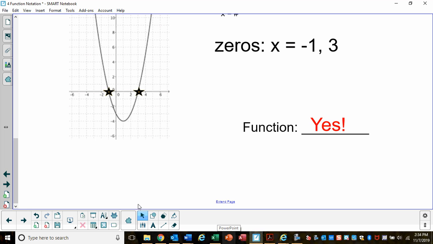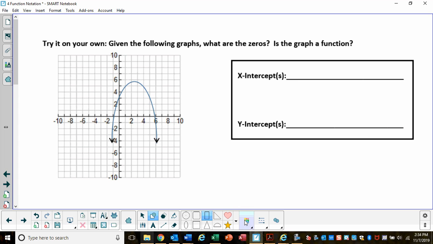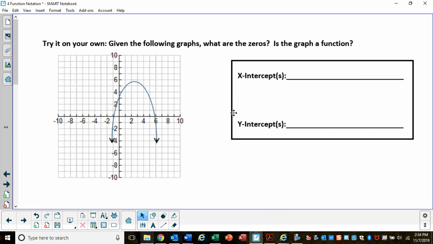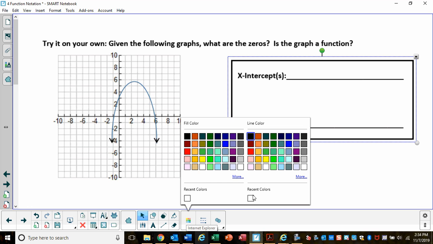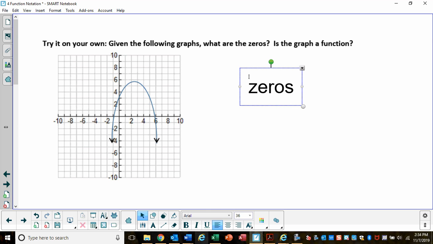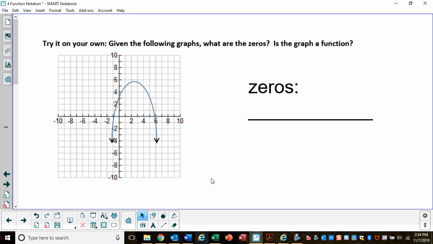Okay? So last little bit, you guys are going to try this one on your own. And again, this is what I want you to do. I want you to cross out all this, because we don't need the intercepts for this part. So you can ignore it, get rid of it, whatever you need to do. Of course, it didn't want to do it when I did that. And you are just going to write zeros equal, and then tell me what it equals. Okay? Alright, and then is it a function or not?